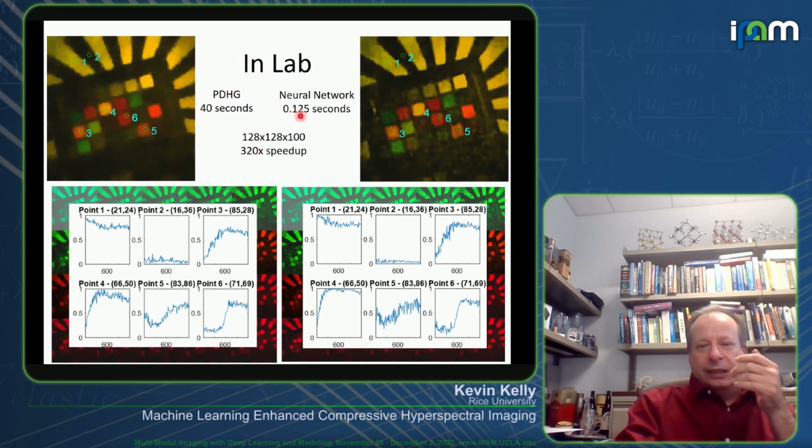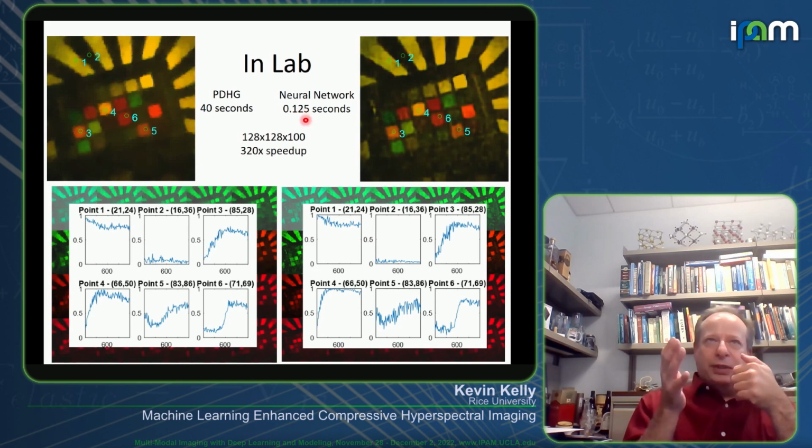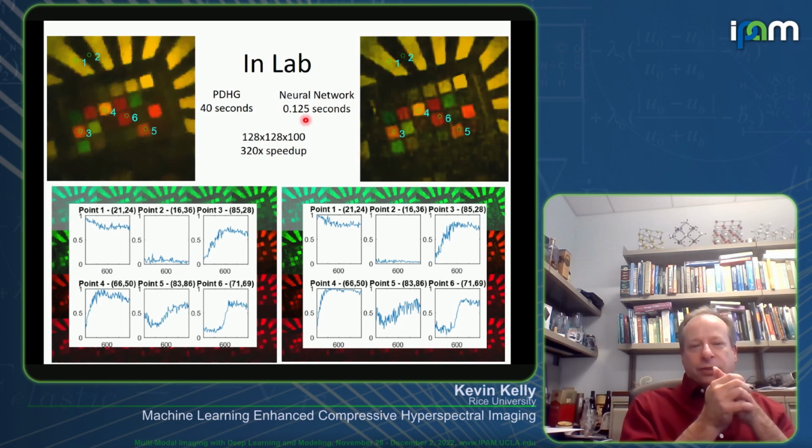We did it in basically, that number you're looking at there, say 60 frames a second. So you don't have to worry about even having a video solver. You can do individual images at 60 frames a second reconstruction.